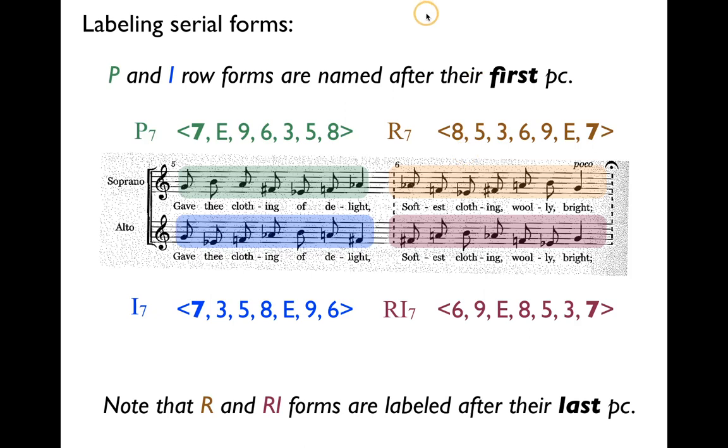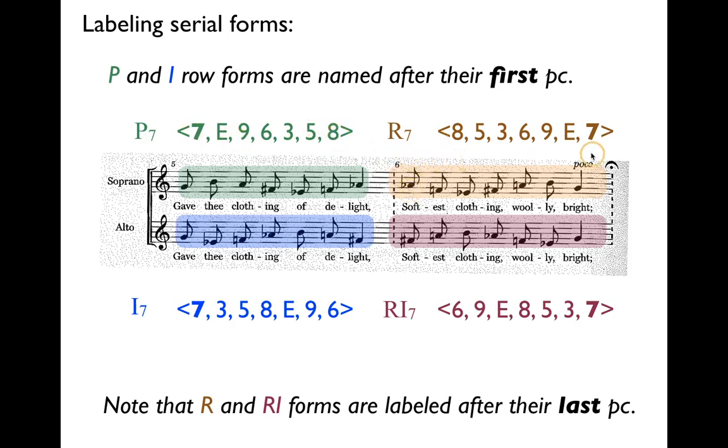Labeling row forms. Prime and inversion are named after their first pitch class. So we call this P7, Prime 7, because G is pitch class 7. If we show this as a series, not a pitch class set, but a series, 7E96358. Not in normal order, because this is a series.